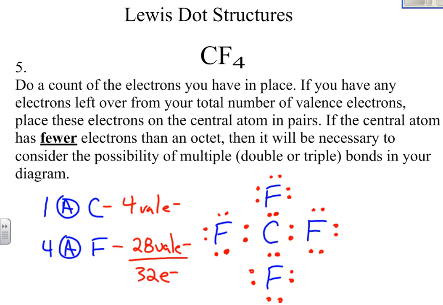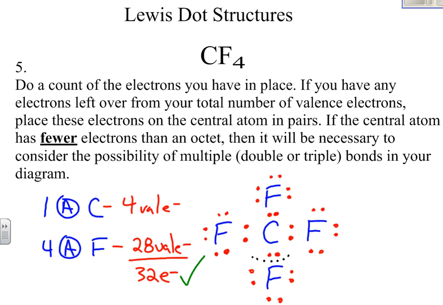So if we look at the picture we have in place right now, we have 8 electrons around each fluorine. Of course, 2 of those 8 are being shared with the carbon, but for the 4 fluorines, that gives us 32 electrons. So we have actually used up all of our electrons. We look at the carbon, and the carbon indeed does have 8 electrons around it.